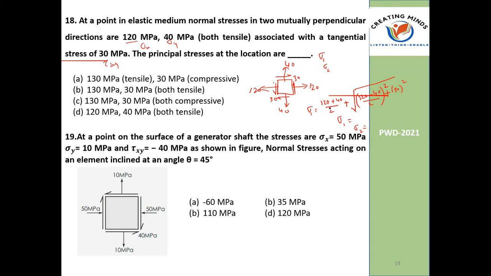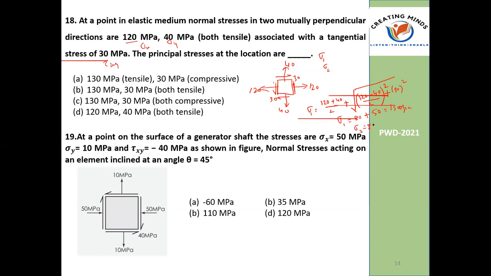What is the value of sigma 1? 120 plus 40, that is 160 by 2, 80. 80 plus how much? 120 minus 40 by 2, that is 60. 60 square, plus 30 square. Right? 120 minus 40 is 80, 80 by 2 is 40. 1600 plus 900, 2500. The square root of 2500 we get 50. So you are getting 130 MPa.